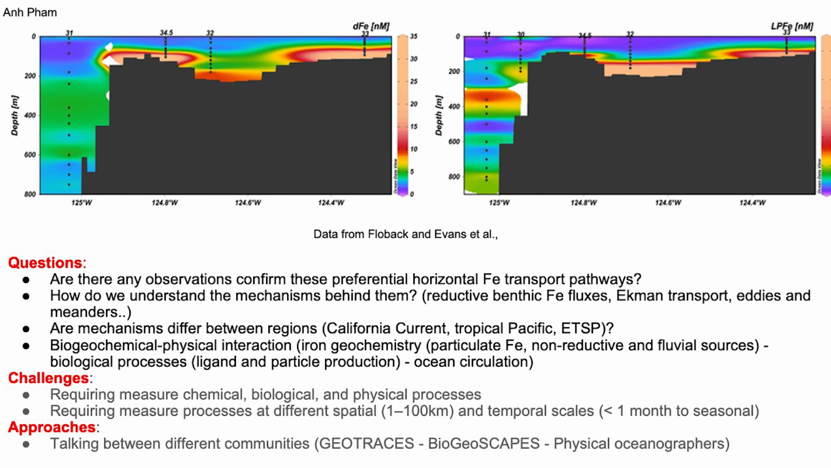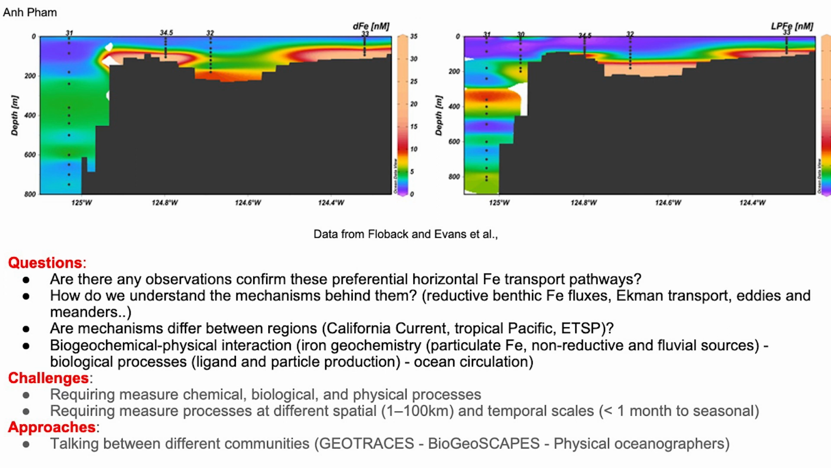And another point that I want to emphasize here: there is a lot of focus on biogeochemical processes, but I would love to have a conversation with physical oceanographers. I am not a physical oceanographer, but I learned a lot about the physical oceanography processes that transport iron from the coastal area to the open ocean, not just the mean circulation, but the Ekman transport, eddies and meanders, variation in time, and variation because of topography. And that requires measuring chemical, biological and physical processes at the same time at different spatial and temporal scales.